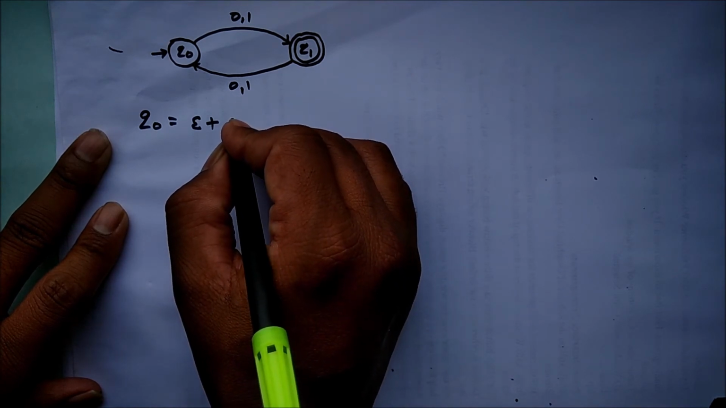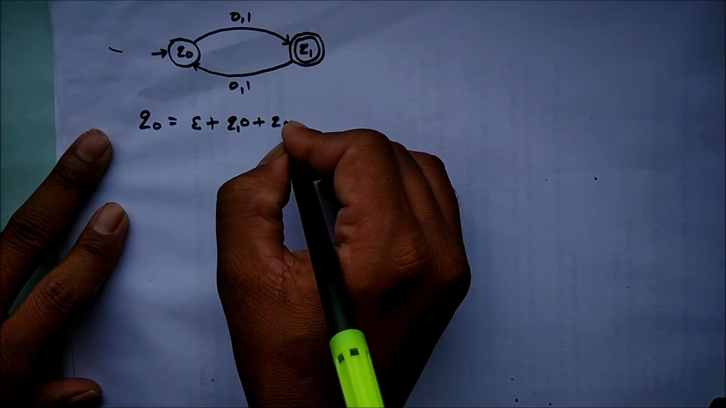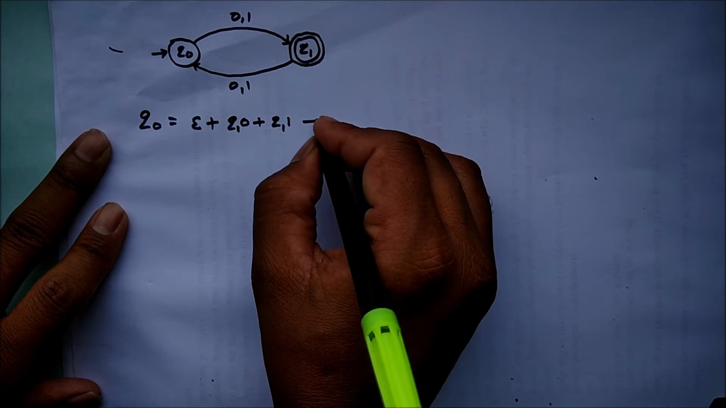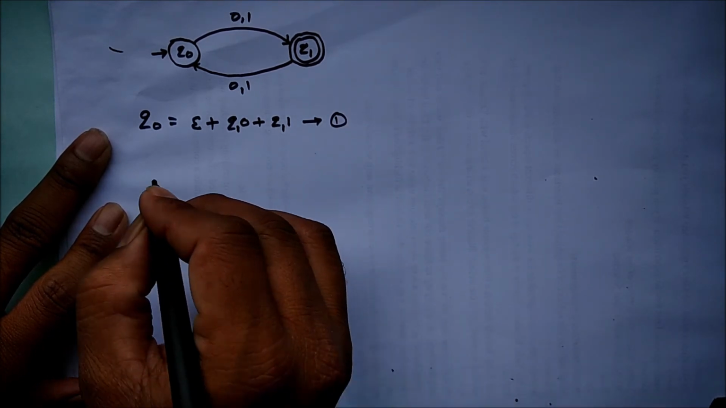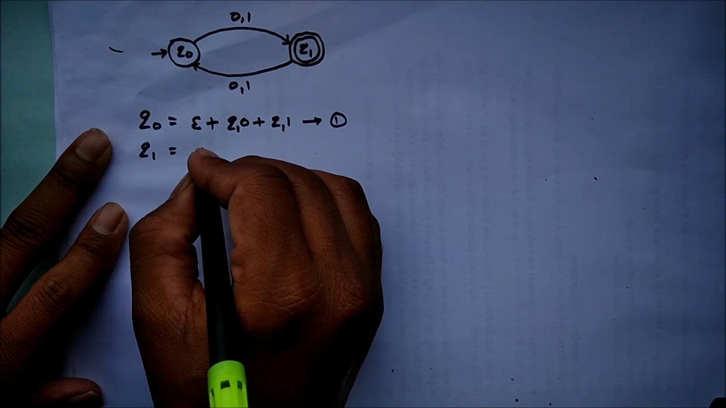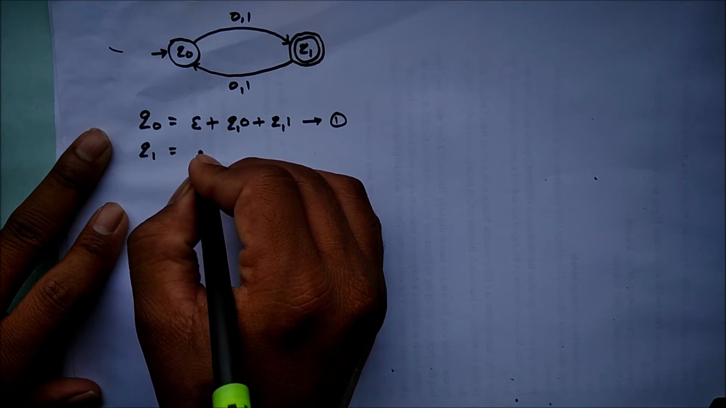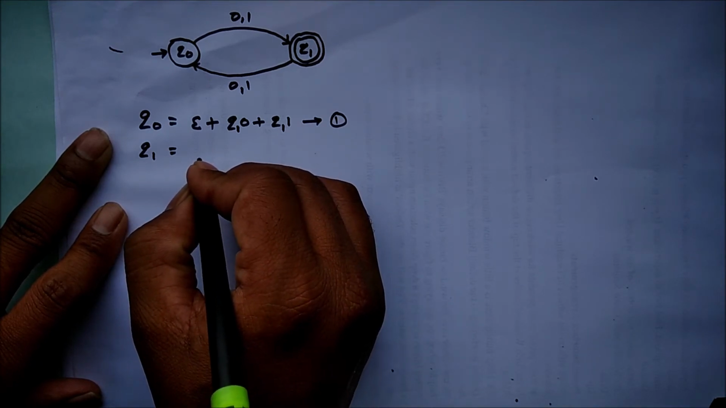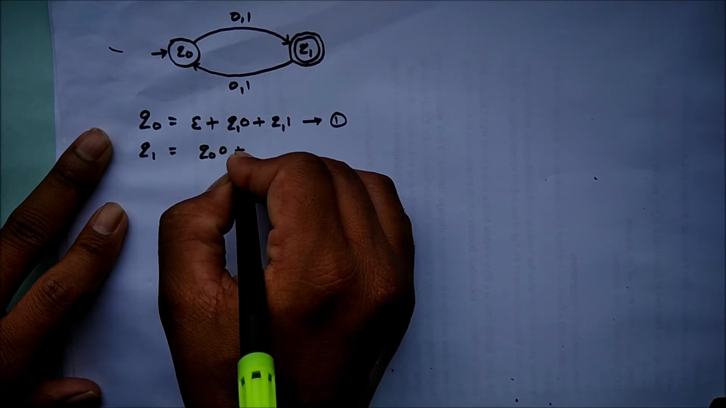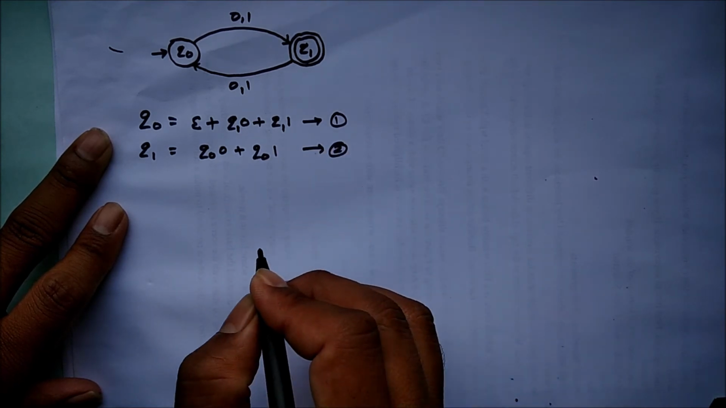So how can we write it? So Q0 with input 0 plus Q1 with input 1, right? Let's call this equation 1, and same way we can write for Q1. Now we will not include epsilon because Q1 is not the initial state, so only we can write Q0 0 plus Q0 1. Let's call the statement equation 2.